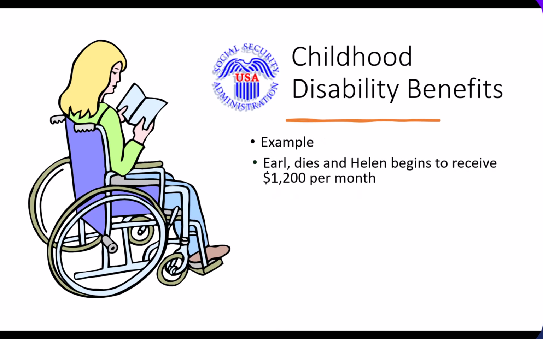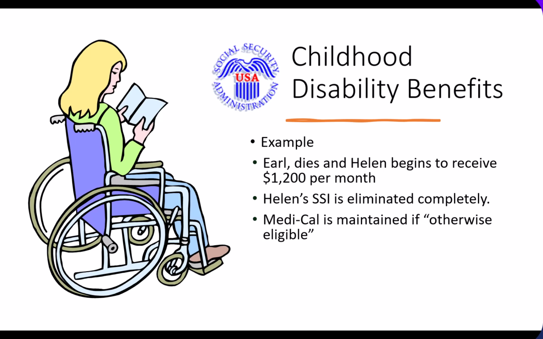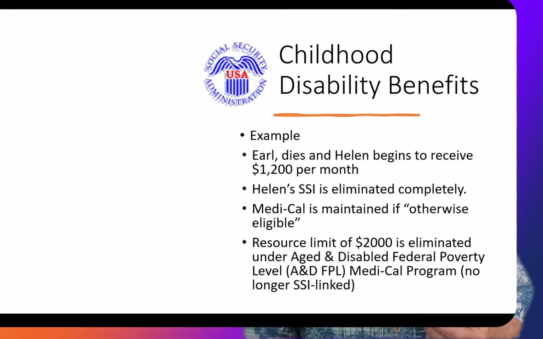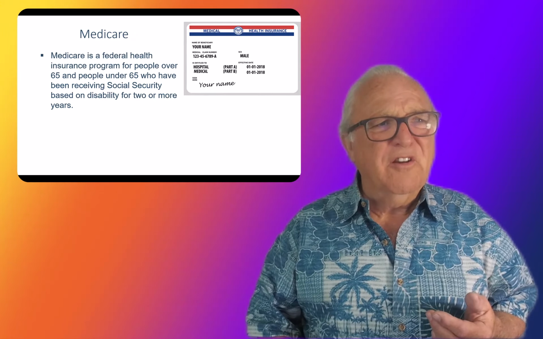So let's say that Earl passes away and Helen begins to receive $1,200 a month. In that case, the SSI is completely eliminated and the Medi-Cal is maintained as long as she remains otherwise eligible. Remember that for Medi-Cal, the resource limit of $2,000 was eliminated. So there are different ways to maintain that Medi-Cal eligibility, but it's something that's going to have to be paid attention to.